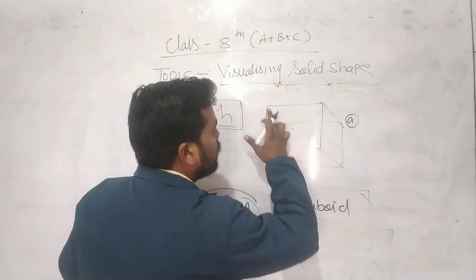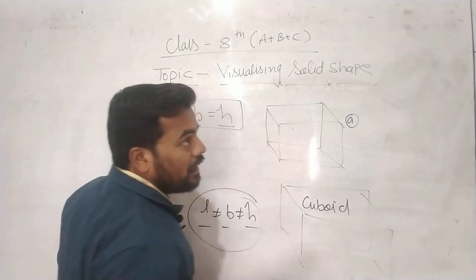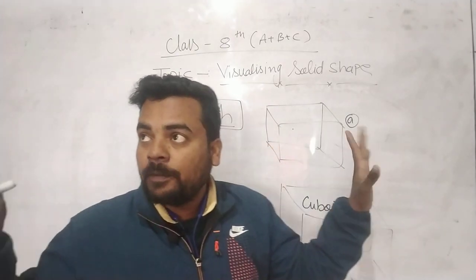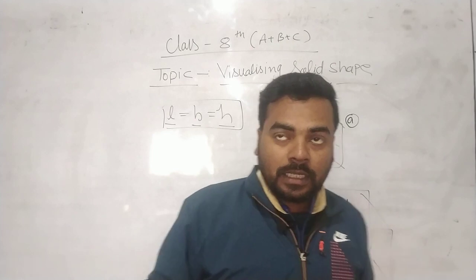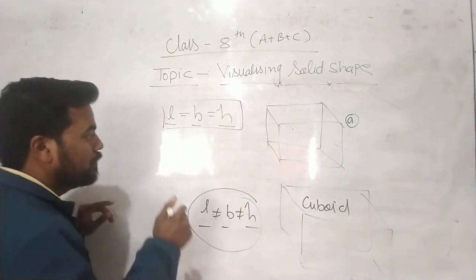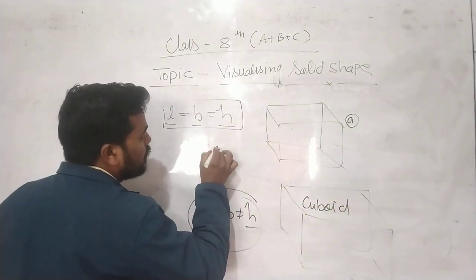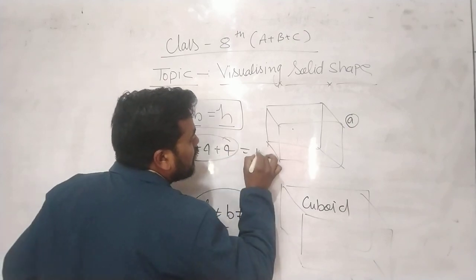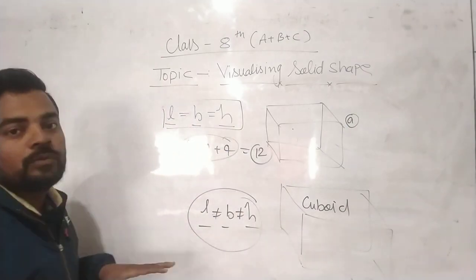And how many total sides are there? 1, 2, 3, 4, 5, 6, 7, 8. Count like this. Look, on top there are 4, 1, 2, 3, 4, and below 4. And 4 heights. It means 4 plus 4 plus 4. There are a total of 12 edges in a cube or cuboid.